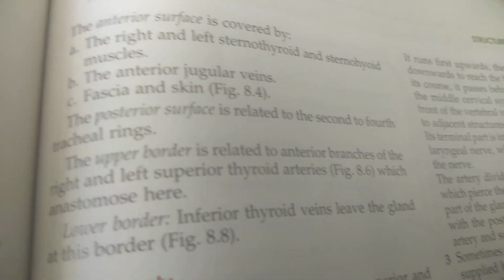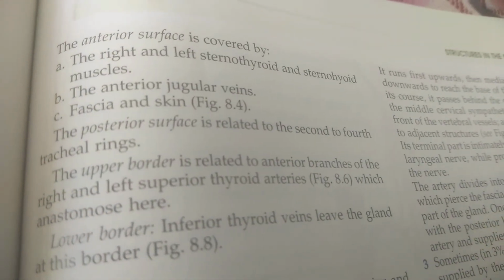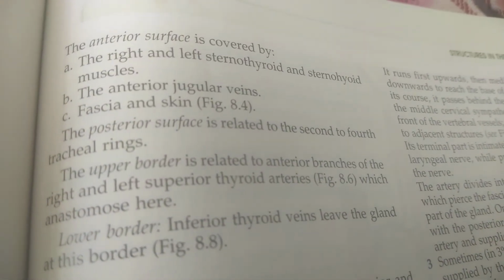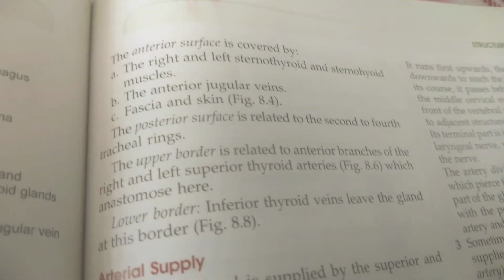So this was the relationship of the isthmus also. Basically the isthmus has two surfaces and two borders. Okay, so this is its relationship.